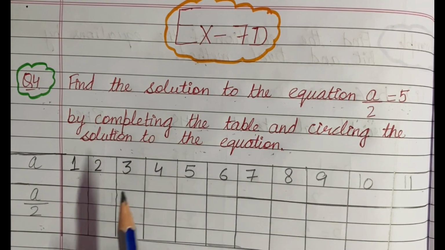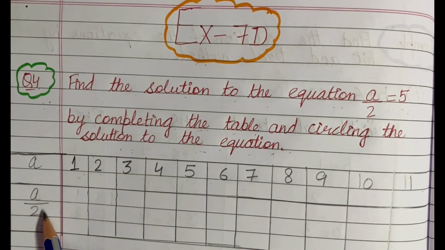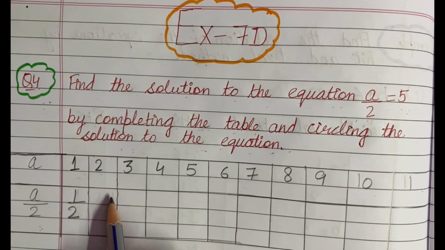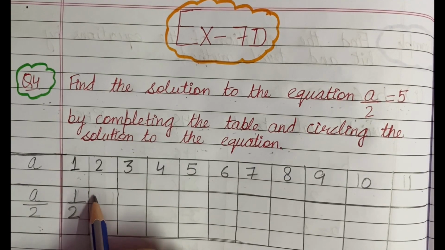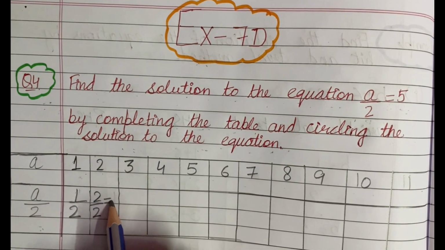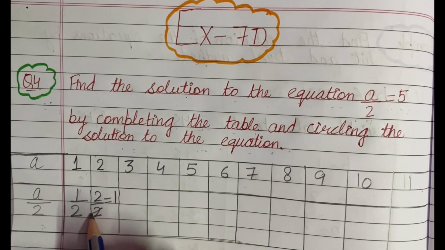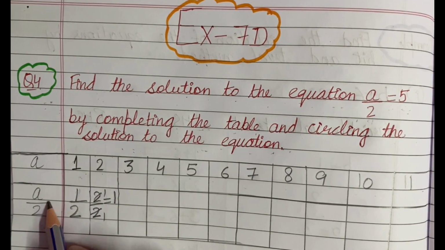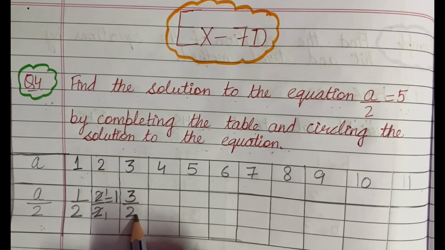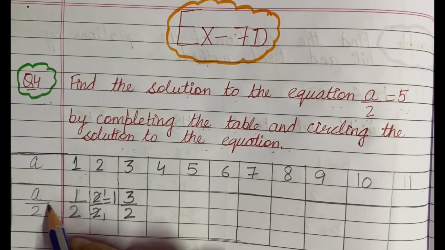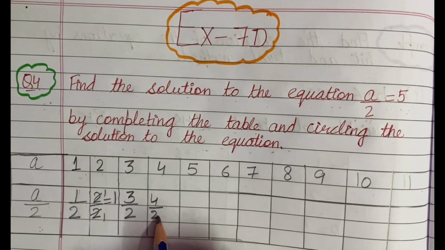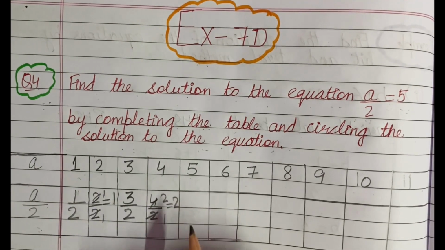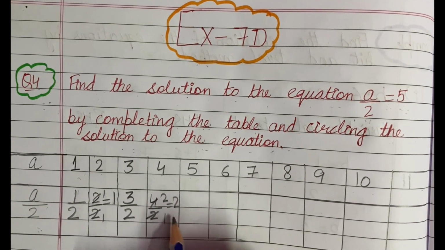Now if you put a as 1, then a by 2 will be equals to 1 by 2, and if you put a as 2, then a by 2 will be equals to 2 by 2, and on cutting you will be having 1, because 2 ones are 2 and 2 ones are 2. And if you put a as 3, then you will be having 3 by 2. If you put 4 in place of a, then you will be having 4 by 2, and we can divide them. 2 ones are 2, 2 twos are 4. So 2 will be the answer in this column, right?